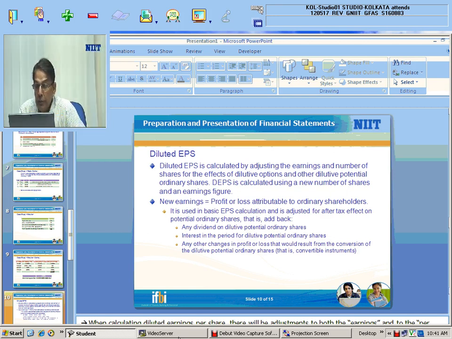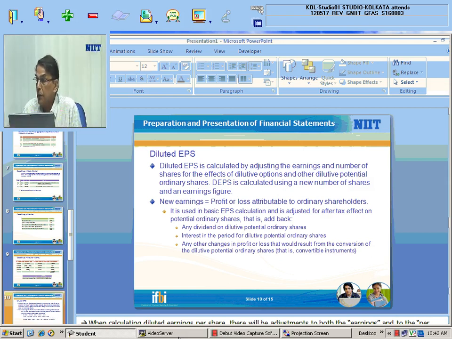Interest in the period for dilutive potential ordinary shares, supposing some convertible debentures are there, which are basically potential ordinary shares. So when you dilute this, whatever interest has been paid to the debenture holder has to be added back on a post-tax basis to the earning. Any other changes in profit or loss that would result from the conversion of the dilutive potential ordinary shares. So assuming that the dilutive potential ordinary shares have been converted, we would not be required to pay the interest to those debenture holders.